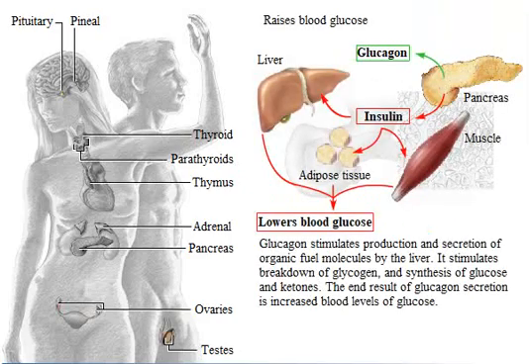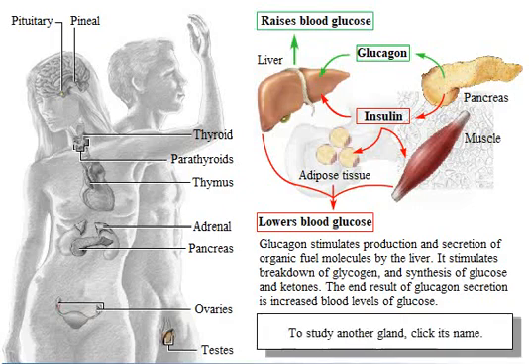Glucagon stimulates production and secretion of organic fuel molecules by the liver. It stimulates breakdown of glycogen and synthesis of glucose and ketones. The end result of glucagon secretion is increased blood levels of glucose. To study another gland, click its name.